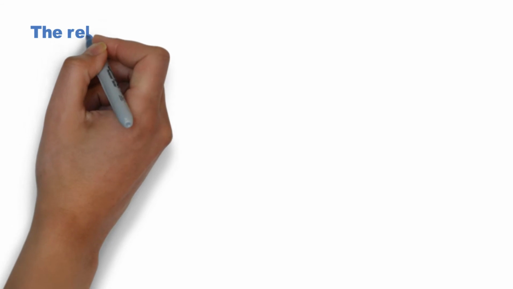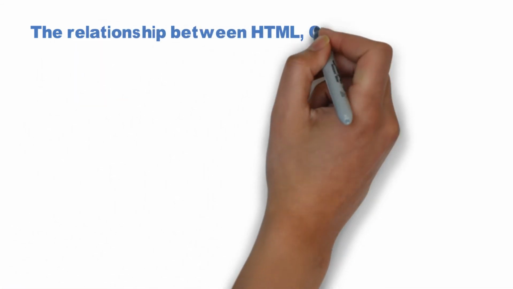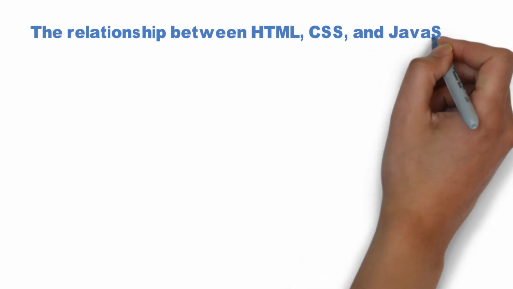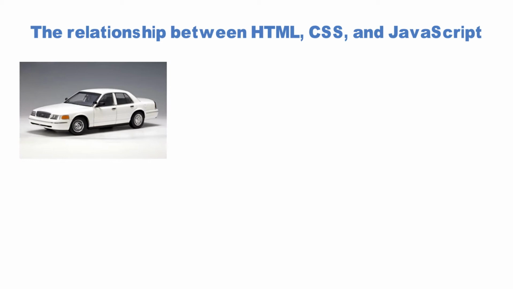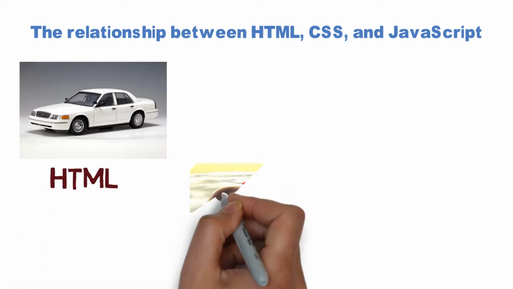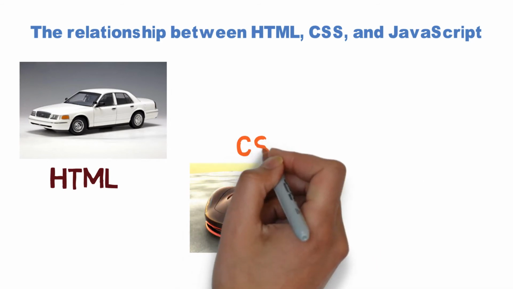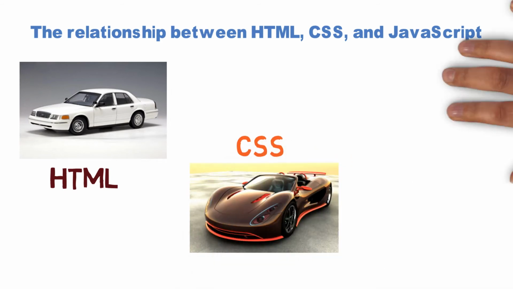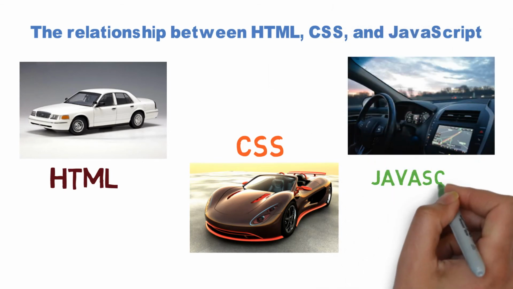The relationship between HTML, CSS, and JavaScript. HTML, CSS, and JavaScript is just like a car. HTML is the frame of the car without any decorations. CSS is the artwork on the car, such as the color, style, leather seats, and so on. JavaScript is like the touchscreen panel and other functions that you can interact with.